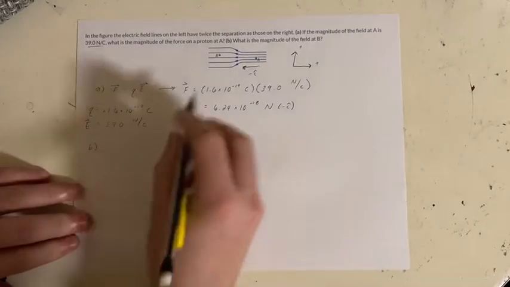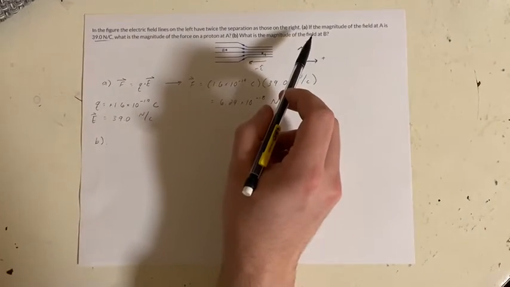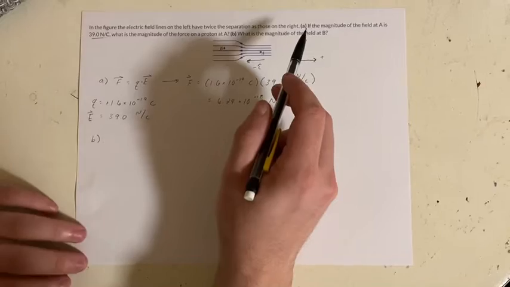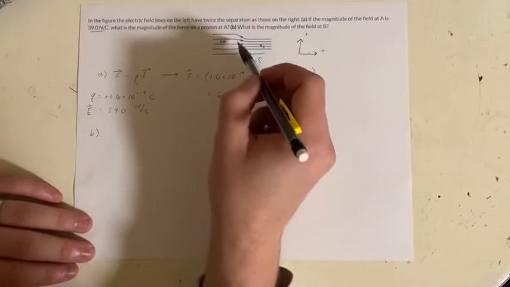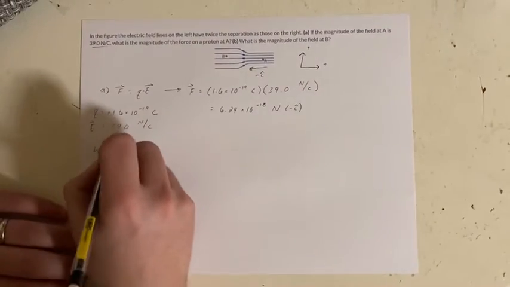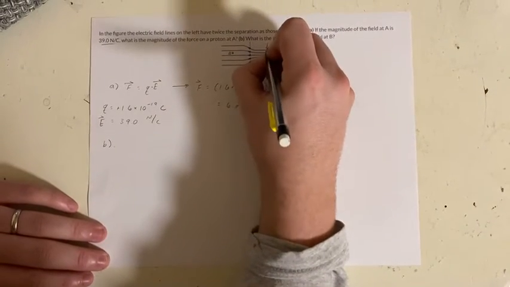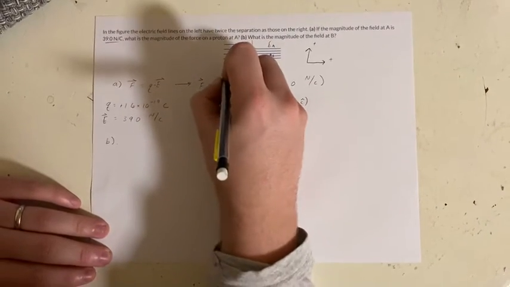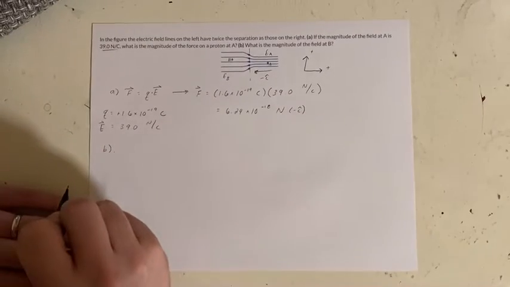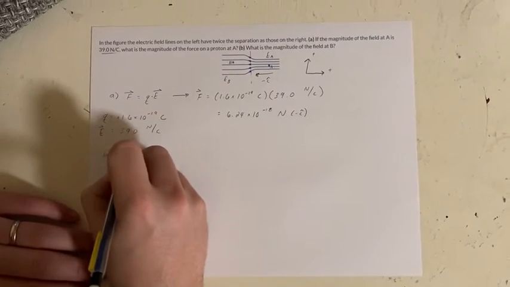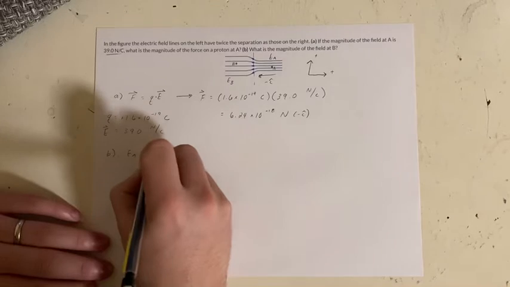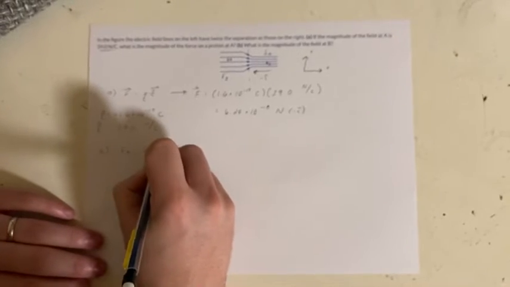The second part asks, what is the magnitude of the field at B? On this part, since the separation is double, I can write myself a little equation. We'll call all of this area field A, and we'll call this area B. And so in this case, EA will be equal to 2EB.